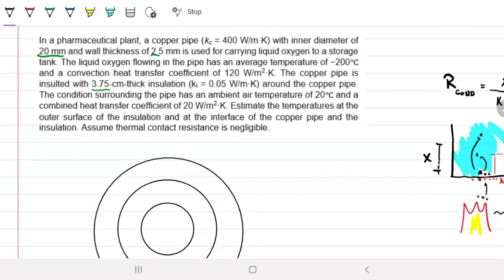In a pharmaceutical plant, a copper pipe with an inner diameter of 20 millimeters and a wall thickness of 2.5 millimeters is used for carrying liquid oxygen to a storage tank. The liquid oxygen flowing in the pipe has an average temperature of -200 and a convection heat transfer coefficient of 120. The copper pipe is insulated with a 3.5 centimeter thick insulation around the copper pipe, and the surrounding conditions are an ambient air temperature of 20 Celsius and a combined heat transfer coefficient of 20.